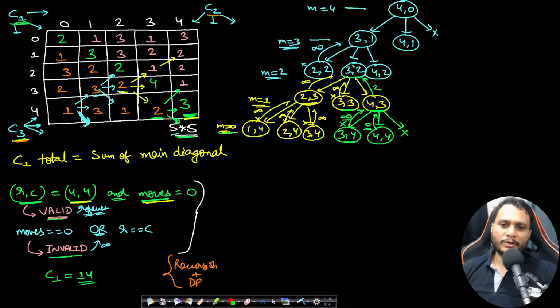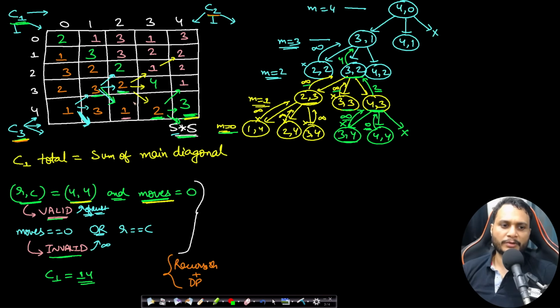Now 3 comma 2, what will it return? It will ignore the infinity because those are all invalid. Among the finite values, it will see that 2 is the maximum, and at 3 comma 2 the fruit count is 2. 2 plus 2 is 4, so this will return 4. Now from 3 comma 1 the call will also be made to 4 comma 2, so let's expand and solve this 4 comma 2 as well.